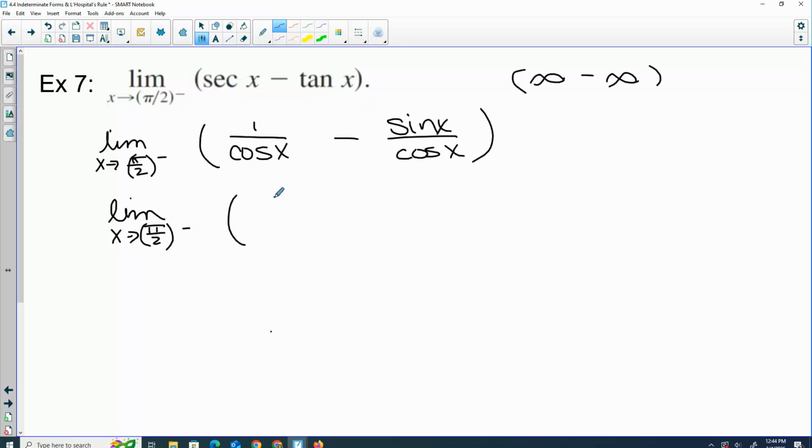So this is 1 minus sine over cosine. Okay, so sine of pi over 2 is 1, so 1 minus 1 is 0. Cosine of pi over 2 is 0.